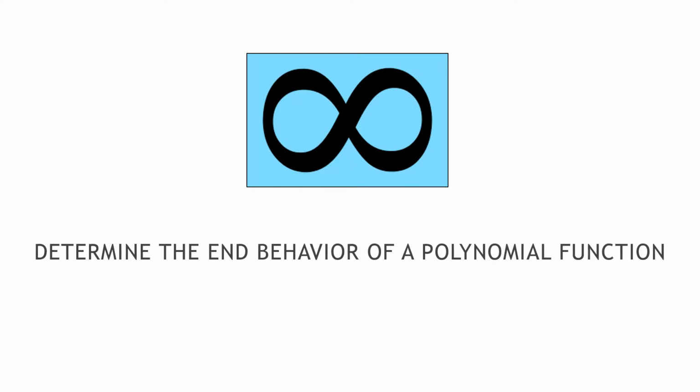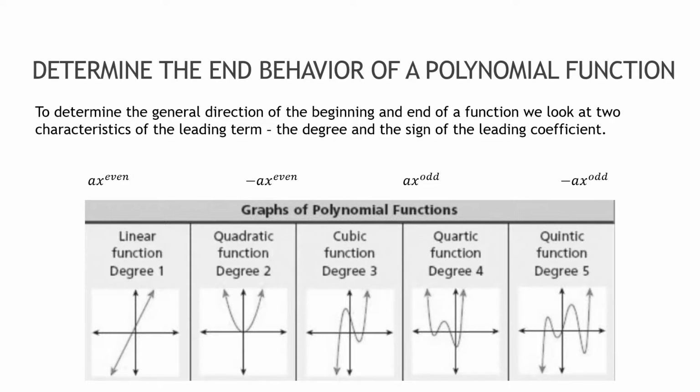I want to take a look now at the end behavior of a polynomial function. Essentially what I'm asking is, as we go to the left, is the graph going up or down? As we go to the right, is the graph going up or down? First I'm going to direct your attention to the table at the bottom. That table gives us an idea of what a basic polynomial function looks like.